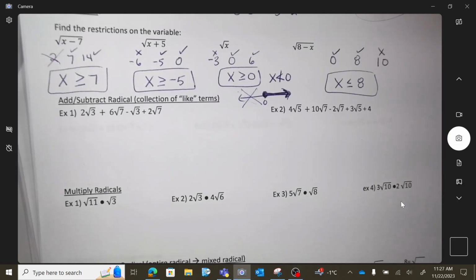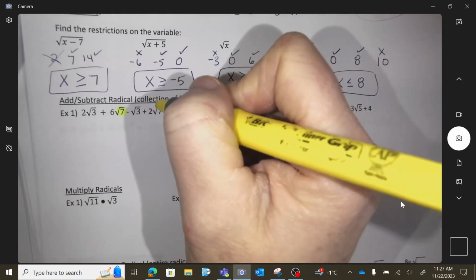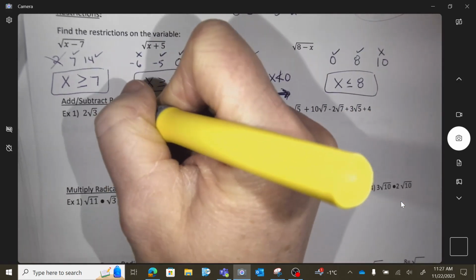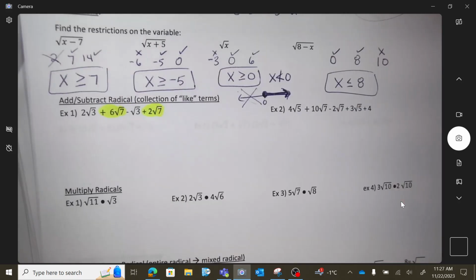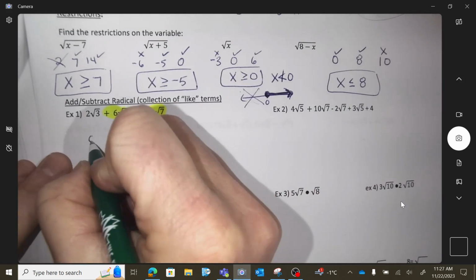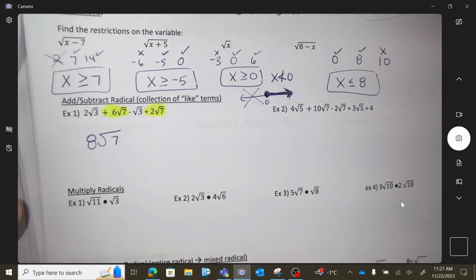Okay, operations on radicals. So radical stuff is the same as collecting like terms. If I do 3x plus 2x, that's a 5x. Same thing with radicals. This has a root 7 in it, and this has a root 7 in it, so I can put those together. If I have 6 of them plus 2 more of them, how many of them do I have? I have 8 of them altogether.